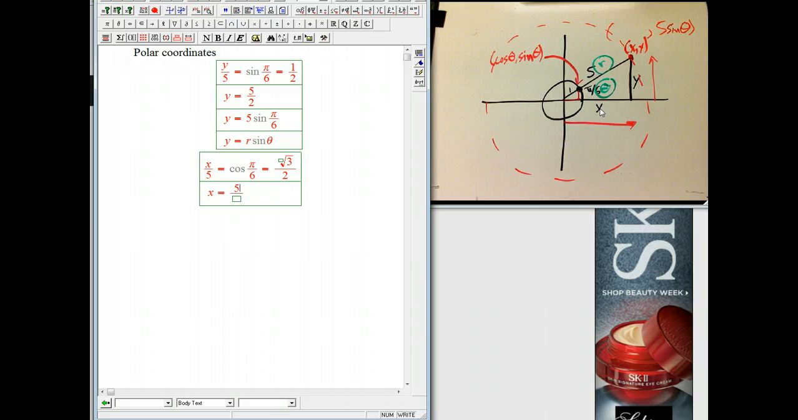But it's more interesting if we look at the formula without evaluating that. X equals 5 cosine pi over 6. And so we have a very, very similar formula. It looks like x is r cosine theta.